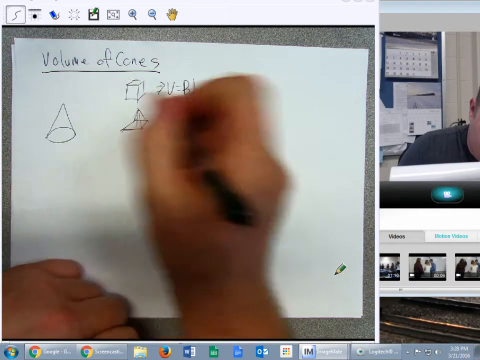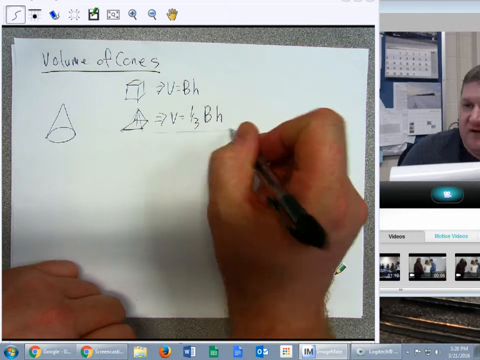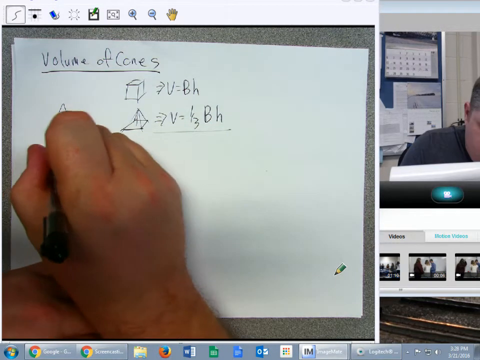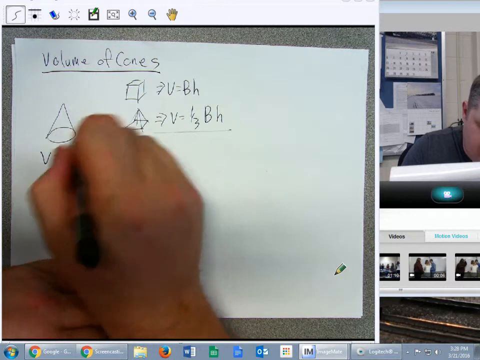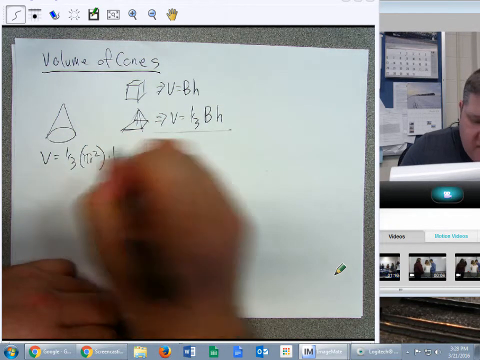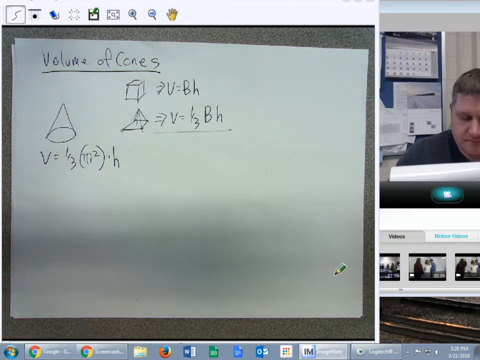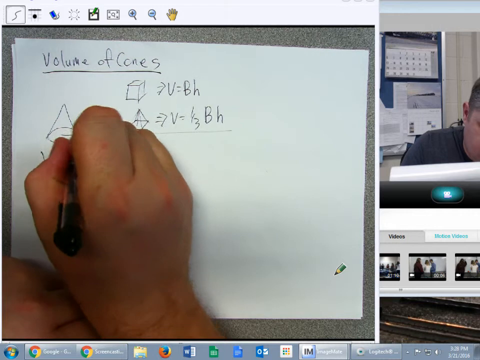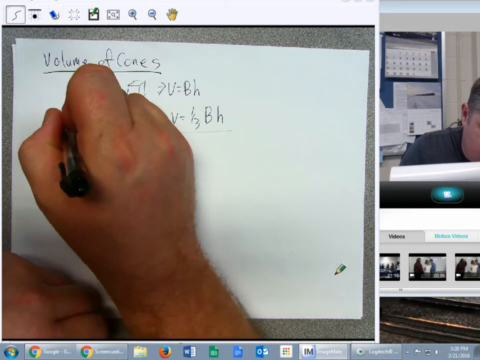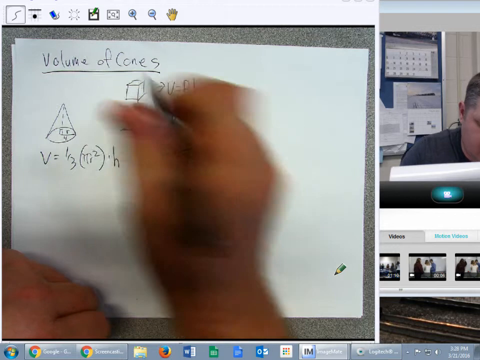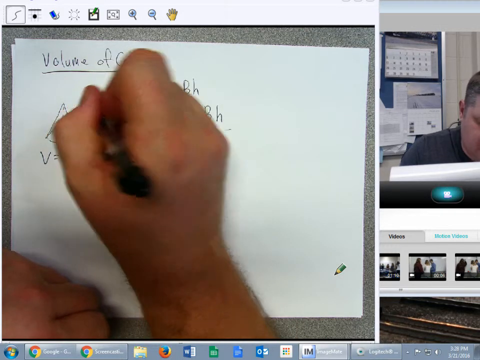So what we're looking for a cone is we're going to basically steal this formula. Volume equals 1/3 base times height, but the base of every cone is a circle, so it's pi r squared. So in this case, let's say I have a radius of 4 units and a height, and remember the height goes right down the middle. Let's say we have a height of 6 units.